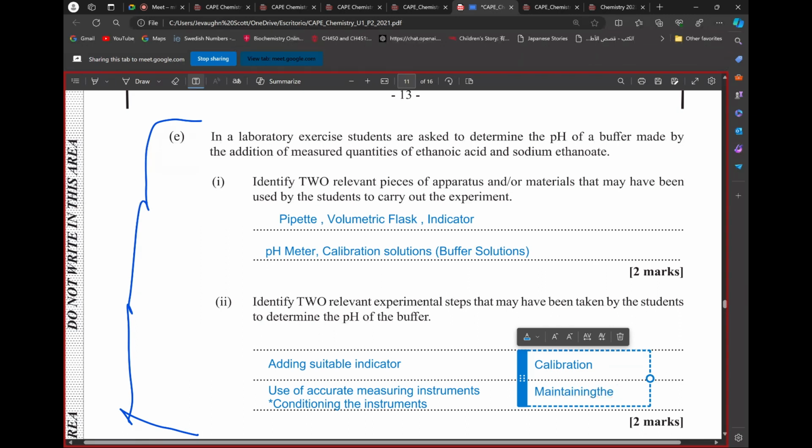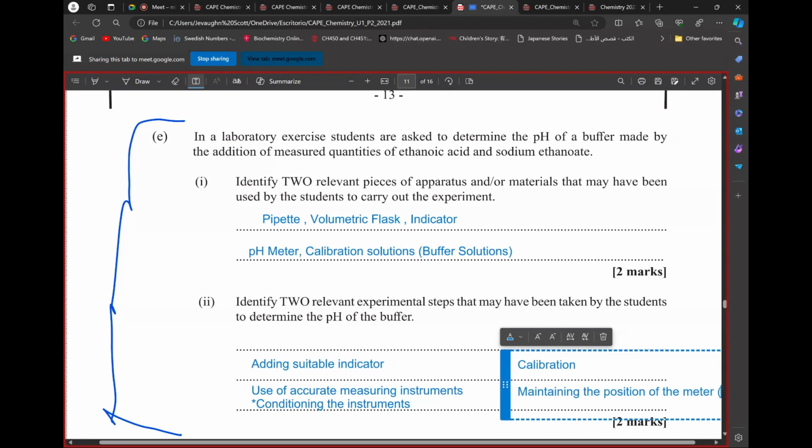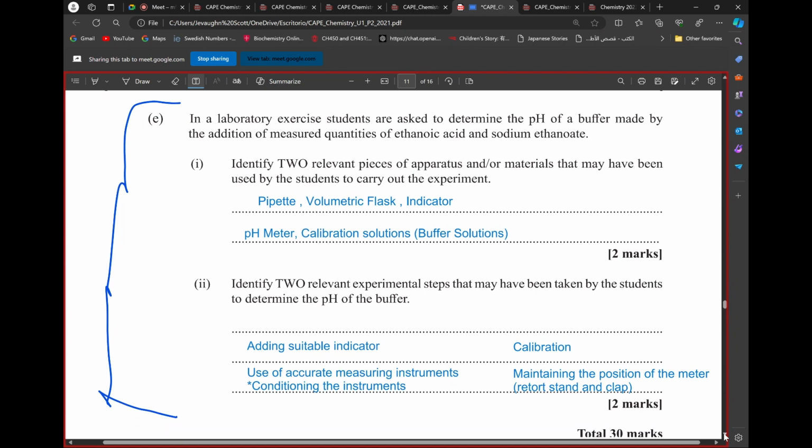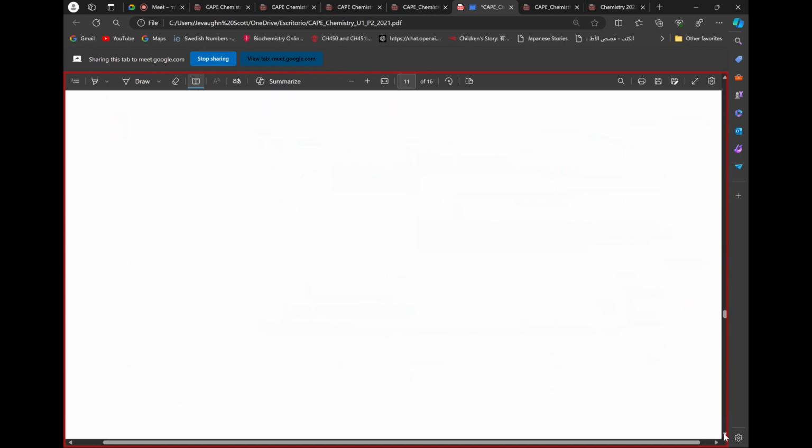Maintaining the position of the meter, and we tend to use something like a retort stand and clamp. So we tend to do that because we want the pH meter to be submerged in solution, but not touching anything. It needs to be within the solution at all times. So we make sure that the bulb doesn't dry out, right?